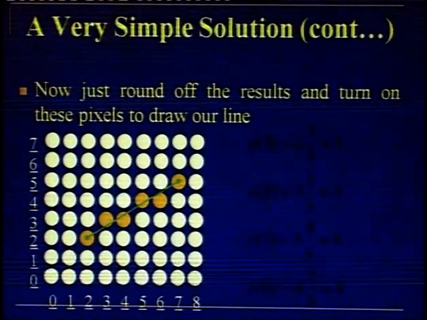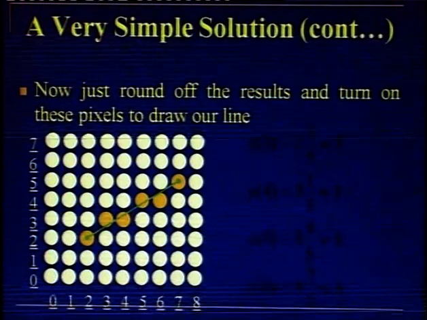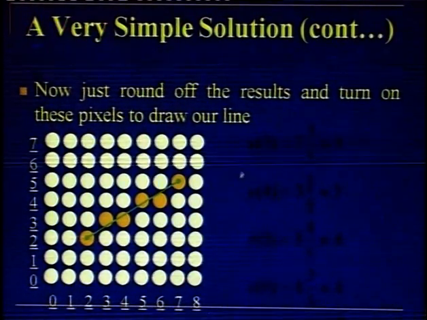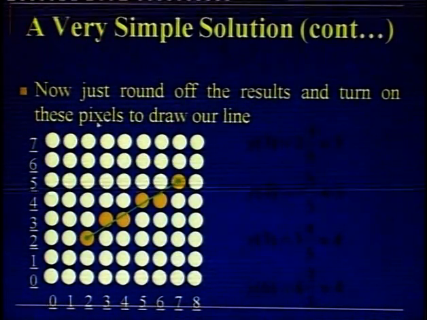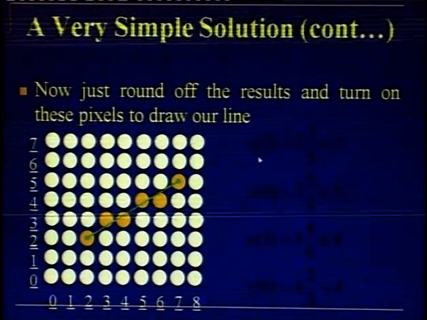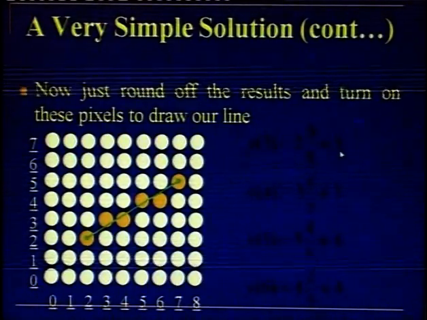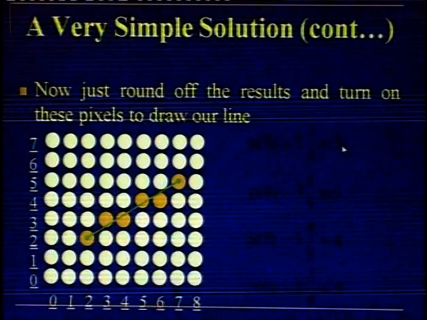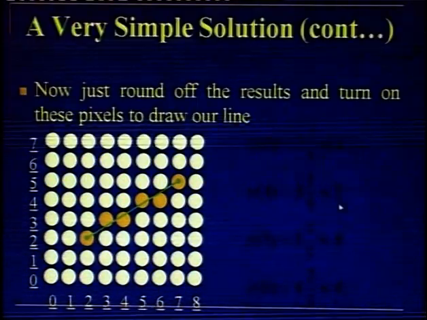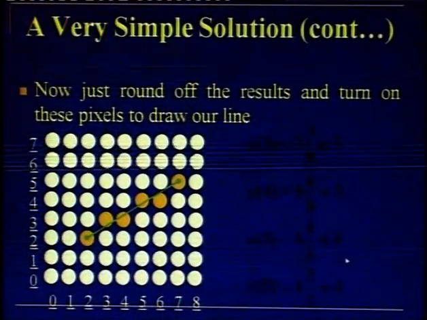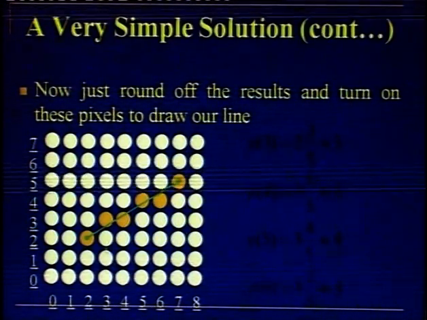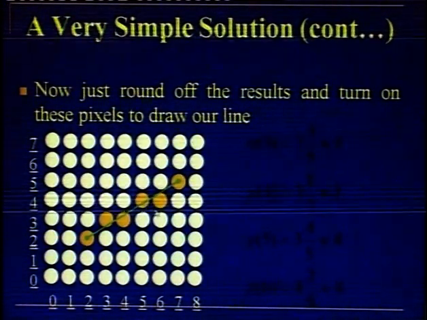This solution is no doubt very simple to calculate all the values. We are now to round off the results and turn on these pixels to draw our line. 2, 3 by 5 will be rounded off to the next integer pixel, that is 3, then 3, 4 and 4. Only the integer pixels will be on.